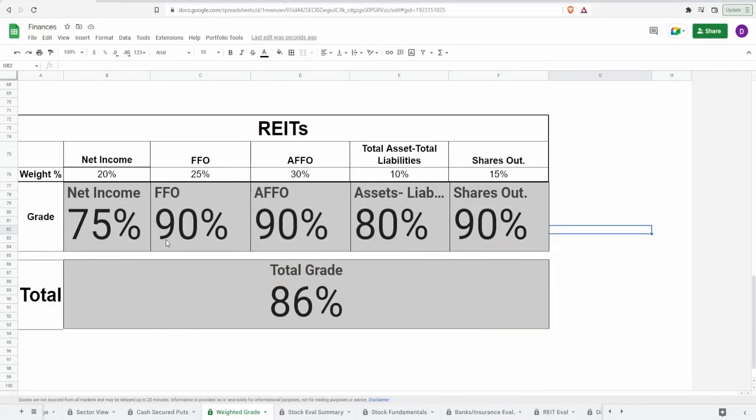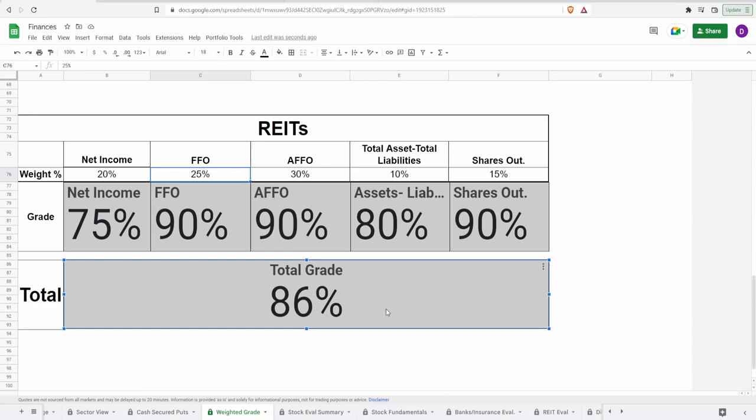So looking at an overview when it comes to this company, we got the net income. We gave it a 75%. FFO, we gave it a 90%. AFFO, pretty much the same, a 90%. Assets minus liabilities, 80%. And the shares outstanding at 90%. For an overall grade, guys, of 86%. Yeah, this company isn't too shabby.